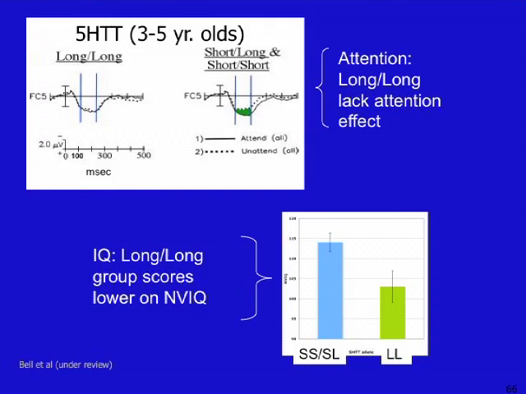Short. I'm just telling you that background information because, look, the effects on cognition are the opposite. They're protected from stress, but they don't have an attention effect. And they have 10 fewer IQ points. These might be the dumb, happy guys. Well, there's more than one gene anyway.